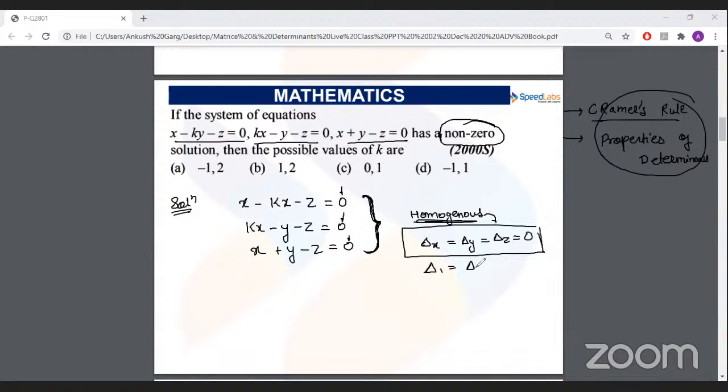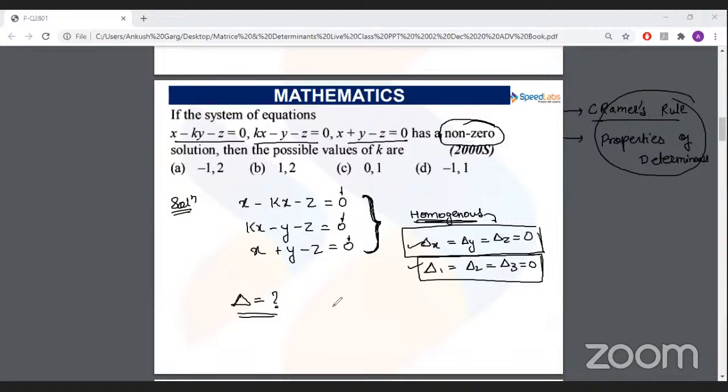You may have studied these as delta 1, delta 2, delta 3, it is the same thing. These values are always 0 because the constant is 0 here. So the only thing on which the nature of solution depends is delta. The solution of our equations depends only on delta.